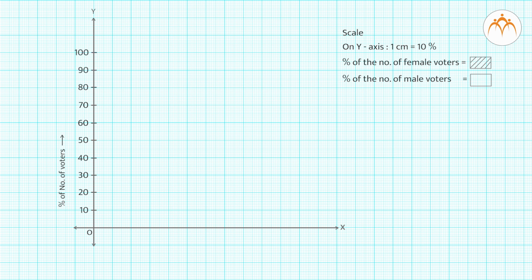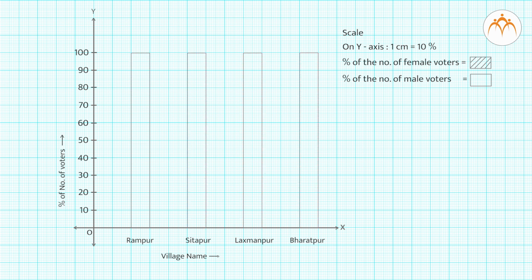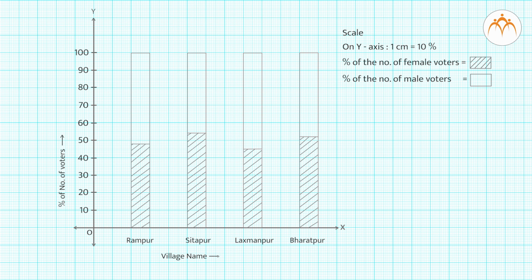Then let us write the names of the villages at equal intervals on the x-axis: Rampur, Sitapur, Lakshmanpur, Bharatpur. Let us draw the bars with a height of 100% according to the scale on the y-axis. Let us mark the portion representing female voters according to the percentage calculated using slant lines. The remaining portion of the bar represents male voters, which is determined by a blank portion.